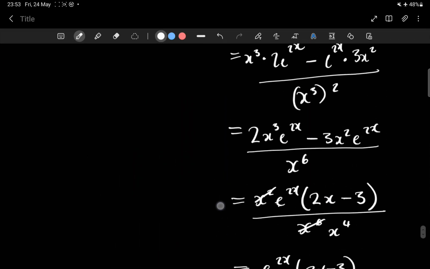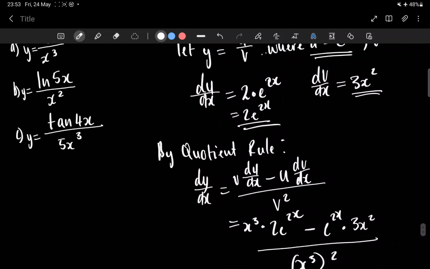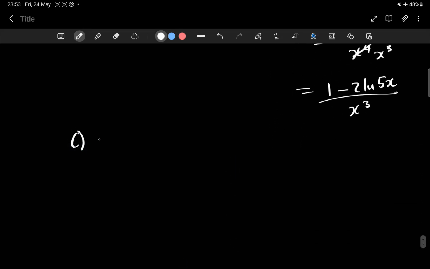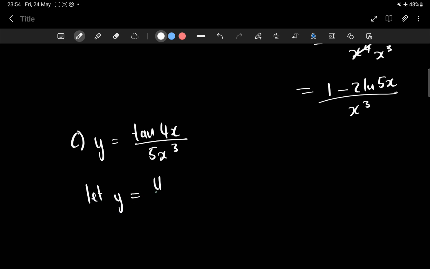Now we do the last one, part C, which is tan 4x over 5x cubed. Okay, so part C, we have y is equal to tan 4x over 5x cubed. Okay, we'll say let y be equal to u over v, right? Where u is equal to the top, tan 4x, and v is the bottom, 5x cubed.